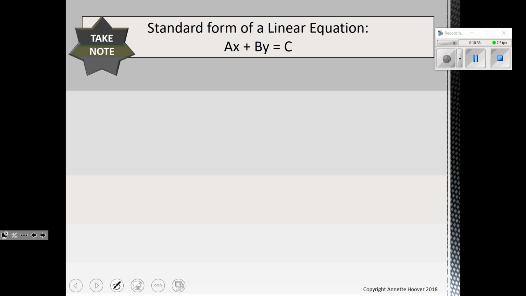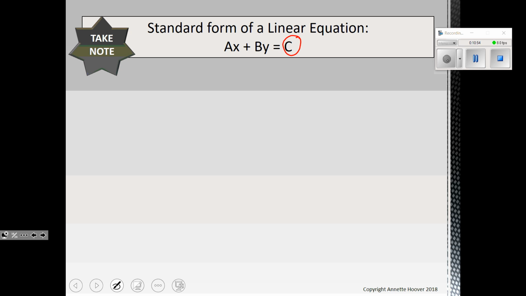Now let's look at how to write a linear equation in standard form. You're always going to have an x value, you're going to have a y, and then you're going to have something that we call a constant. A constant is a number or a term without a variable.